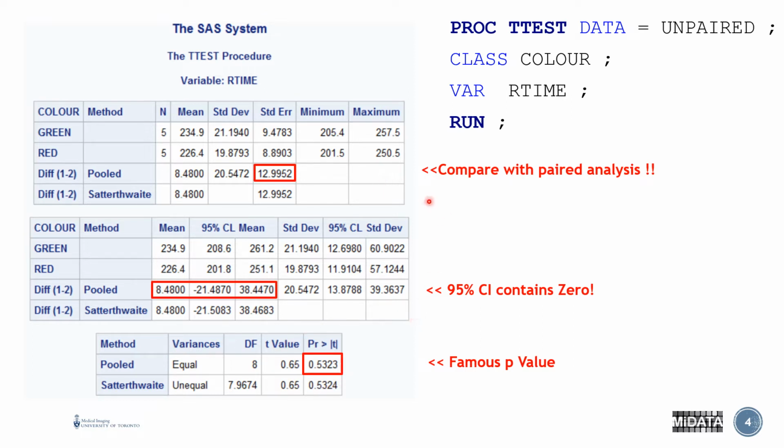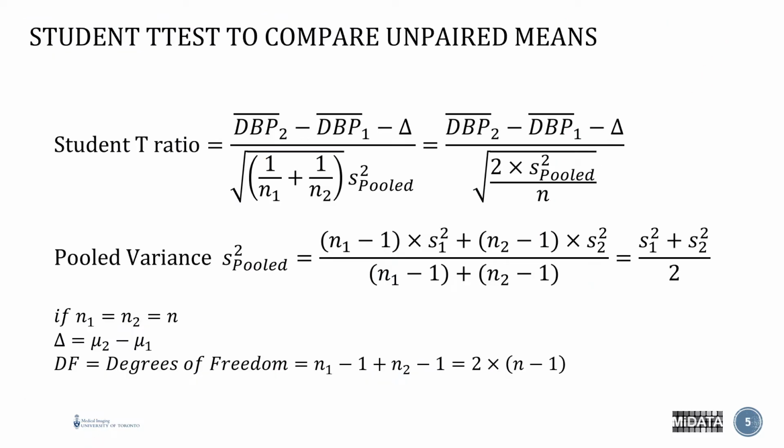Now, if we just look up here in this last little red box that I've added, look at the standard error here. It's basically 13. And all I want you to do is remember this number for when we do the same analysis, but with the paired data set. All right, now this is just a refresher because we've already talked about this. This is the student t-test to compare two unpaired independent means. Here's your student t ratio.